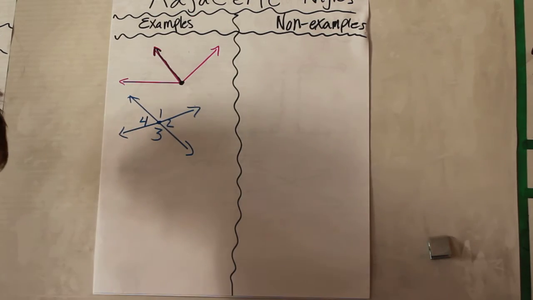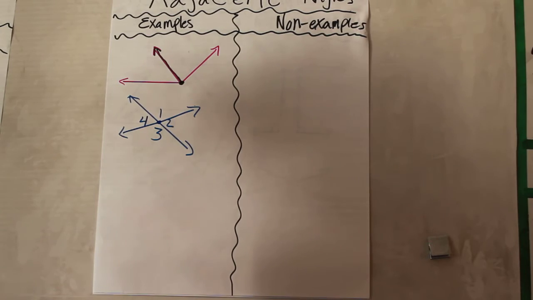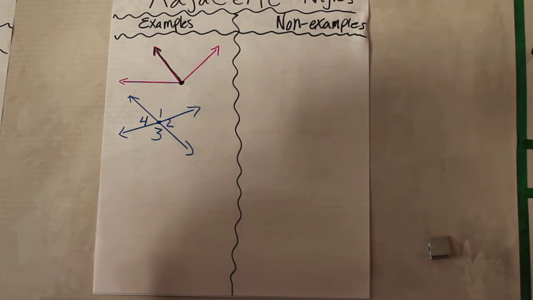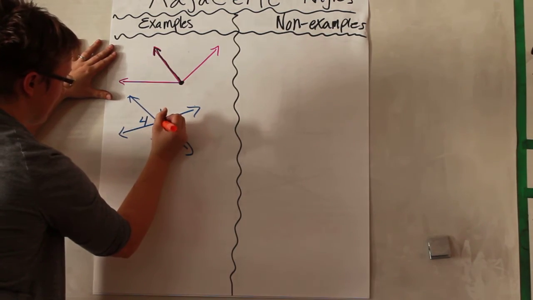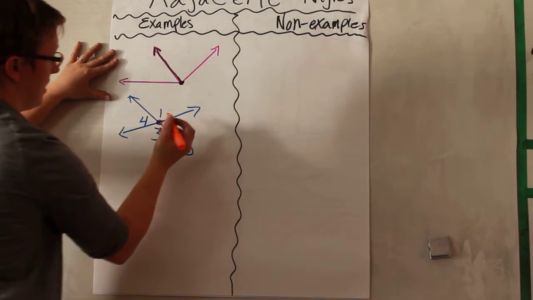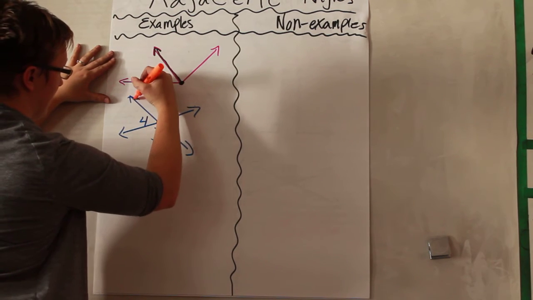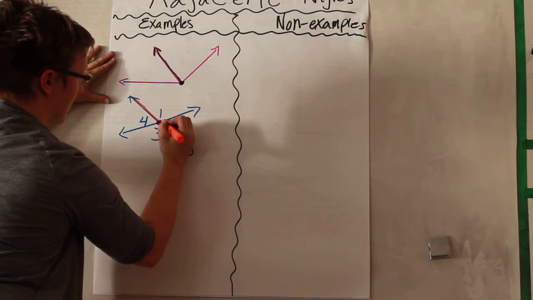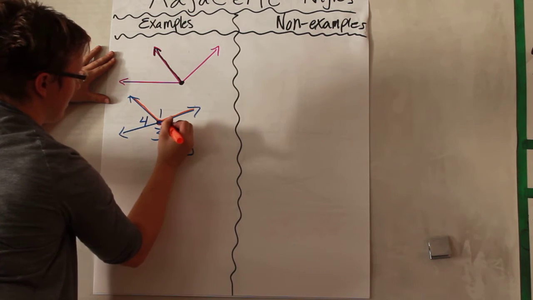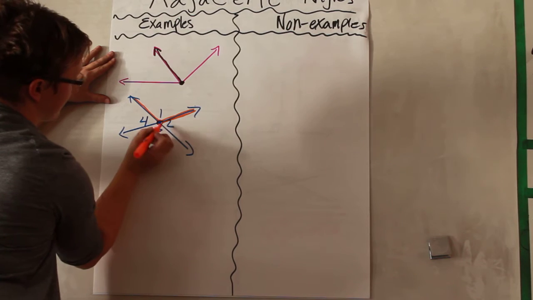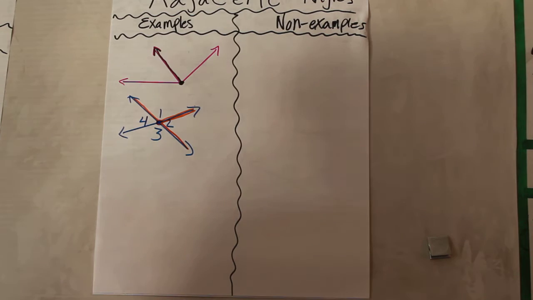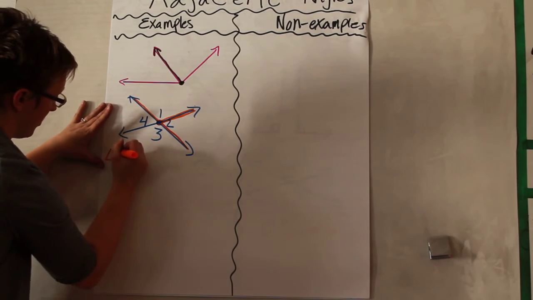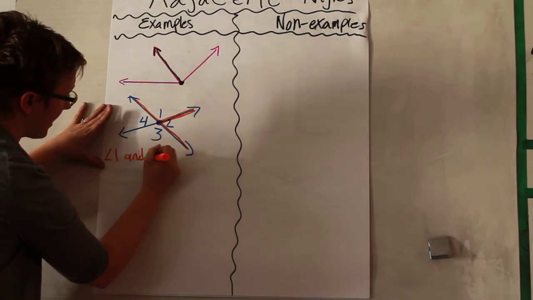So I know looking at this, they all share a vertex, but that does not mean that they are all going to be adjacent. So this vertex in the middle is shared by everyone. But this angle right here, angle 1, and angle 2, they share a vertex and they share a side. So angle 1 and angle 2.